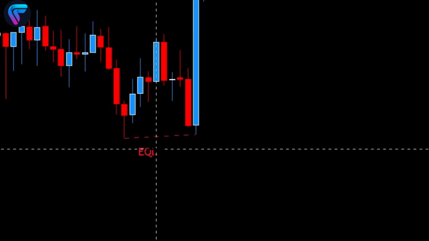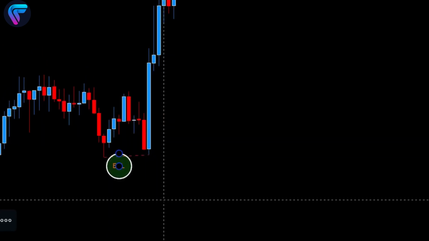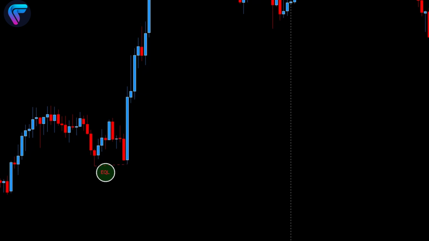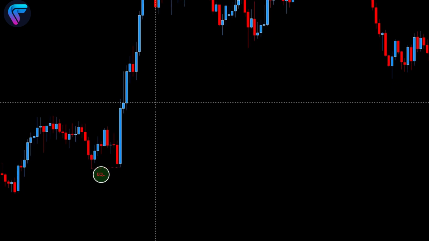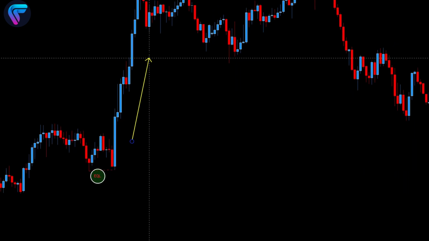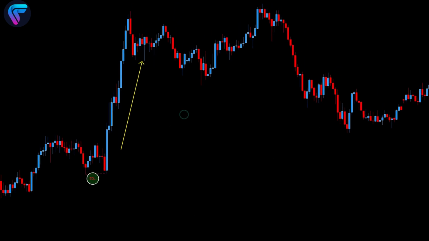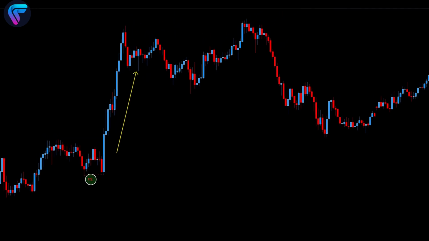On the other hand, equal lows represent the opposite scenario. Envision the price moving downward and hitting a bottom, a swing low. Then it rebounds slightly before returning to the same bottom level, but it cannot break through. It gets rejected at that point. These two bottoms, occurring at roughly the same level, constitute equal lows.